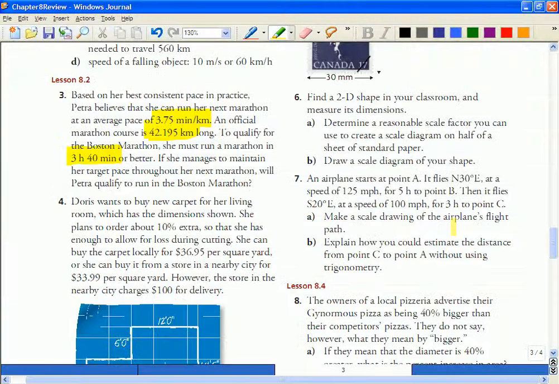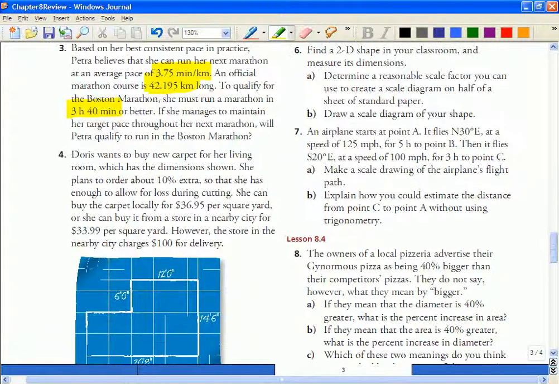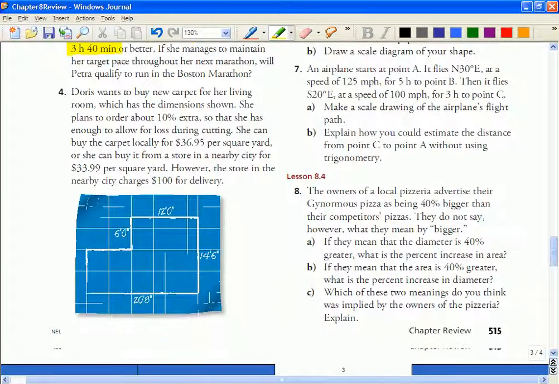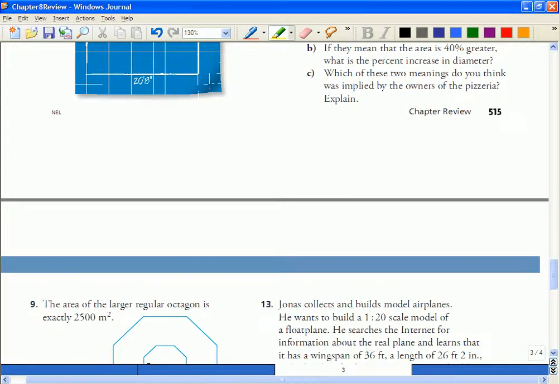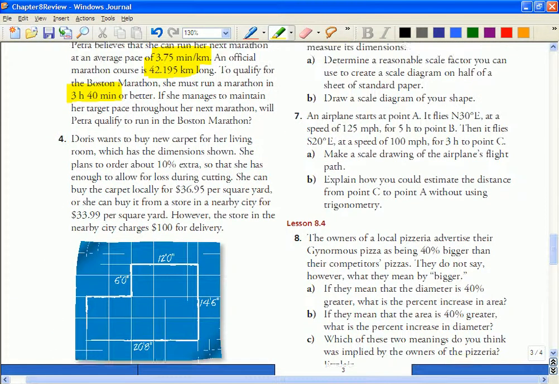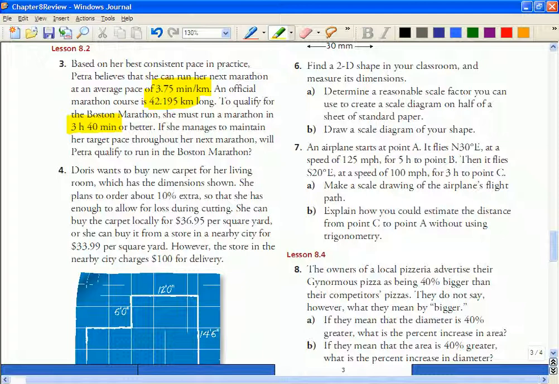Okay, so let's move on. We have about half an hour, so why don't we try one more in rates. We'll do one more in rates before we move into the scale diagrams.